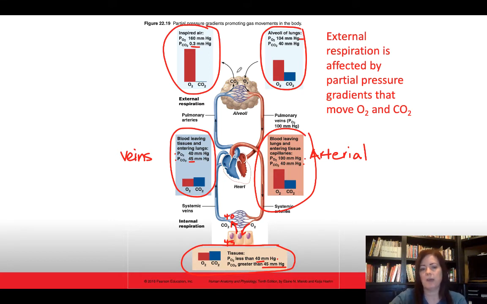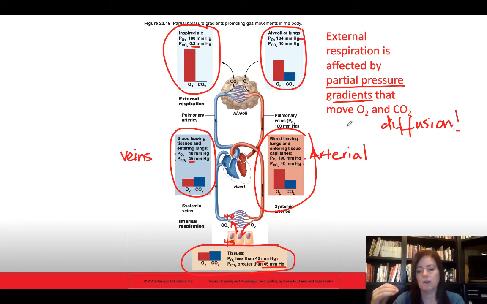and the opposite happens with oxygen. Oxygen is going to be inspired at the lungs. So that's the ability of these partial pressure gradients to move oxygen and carbon dioxide, because they're moving, as a reminder, by diffusion, right? So we need those gradients to make sure that that happens.